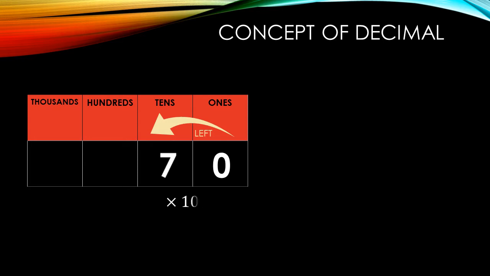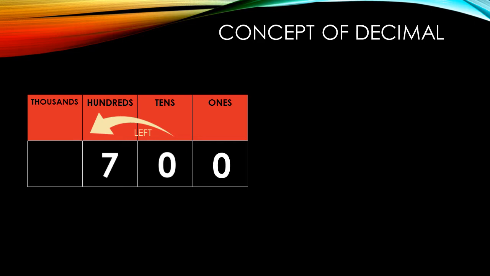If we multiply 7 by 100, we get 700, and we observe that 7 jumps one more column to the left, to the hundreds place in the place value chart. Again, if we multiply 7 by 1000, we get 7000, and we observe that 7 jumps one more column to the left, to the thousands place in the place value chart.